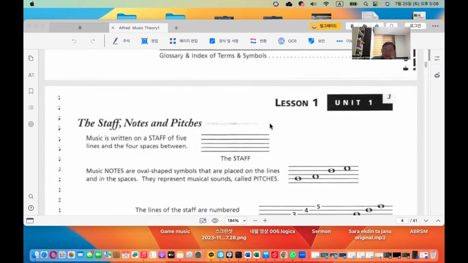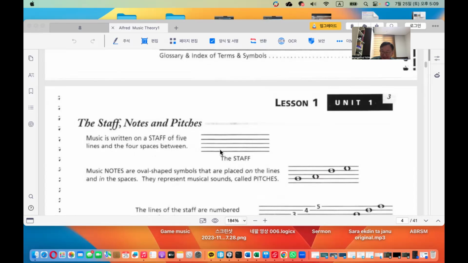Every day you can hear lots of kinds of music from radio and YouTube and television. You know what? So much music is written on a staff of 5 lines and 4 spaces like this. It's very easy to understand. Don't be afraid.